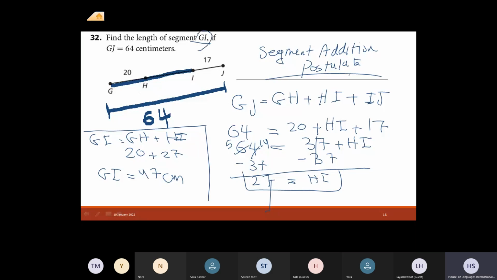Because I asked you to find GI. So read the questions carefully. What did teacher Dima ask me to find? GI. Teacher, the exam is so hard. Exactly. What is the length of GI? You will say it's GH plus HI. GH is 20, HI is 27. You add them together to find GI.